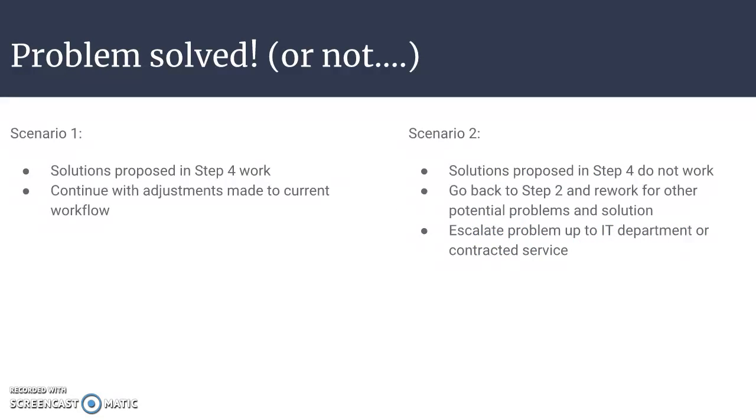In scenario 1, we can say that our solutions proposed in step 4 do work, and that we can continue with those adjustments made to the current workflow. If perhaps the solutions that we came up with in step 4 do not work and the tests continue to give us errors, we'd likely go back to step 2 and work ourselves all the way through step 3 and step 4 again, looking for other potential problems or solutions. If we're really not able to find the correct answer, our next step would be to escalate the problem further up to the IT department or to a contracted service that would better be able to serve us.